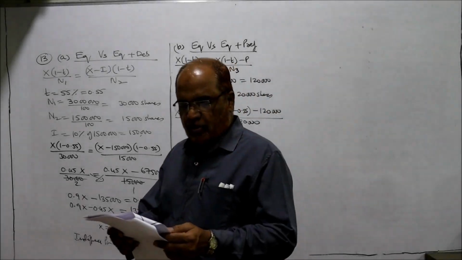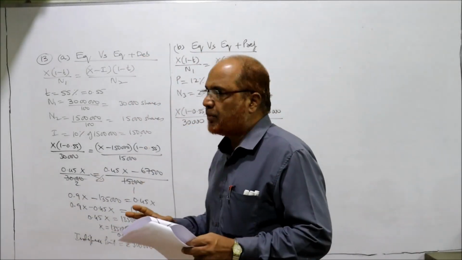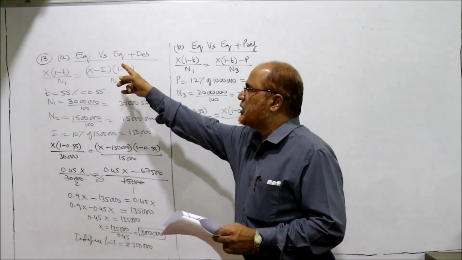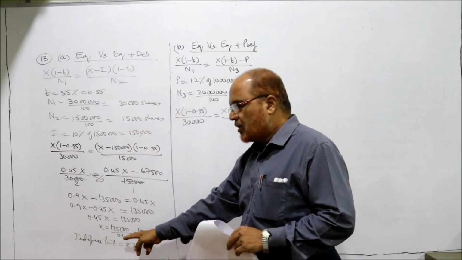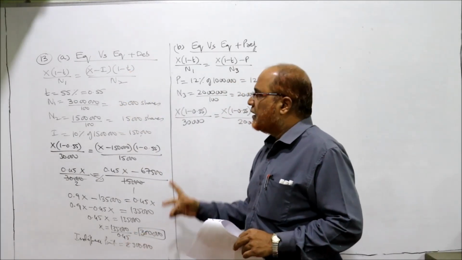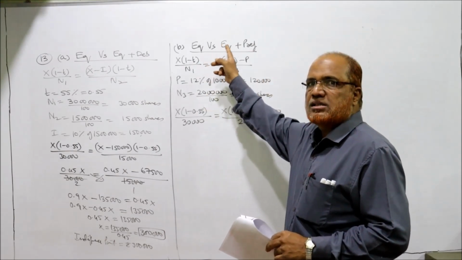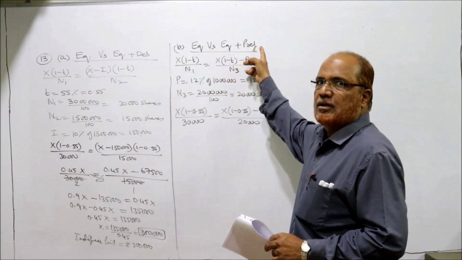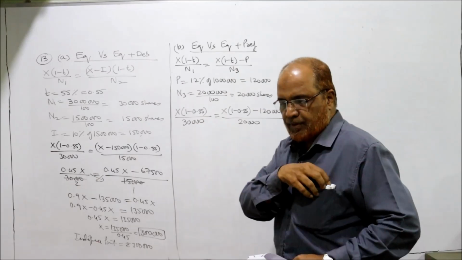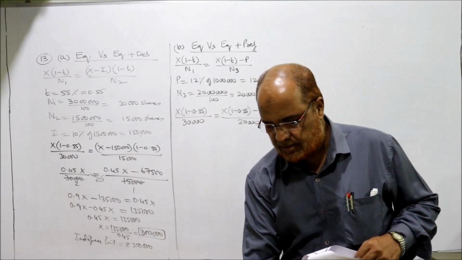So we were discussing the 13th problem. In the 13th problem, we have completed the first bit, equity versus equity plus debenture, and got the indifference point of 3 lakh. Now the second bit, equity versus equity plus preference. We have substituted the values. Now we make the calculations.